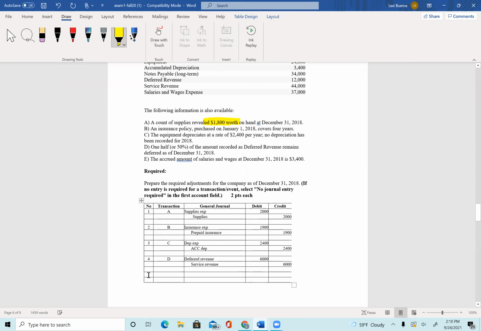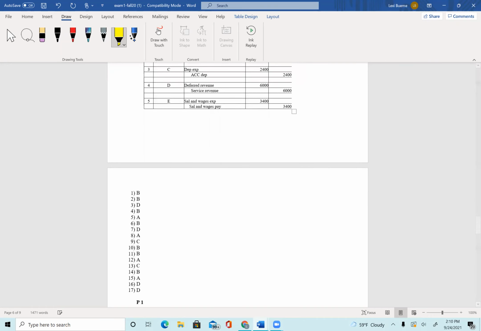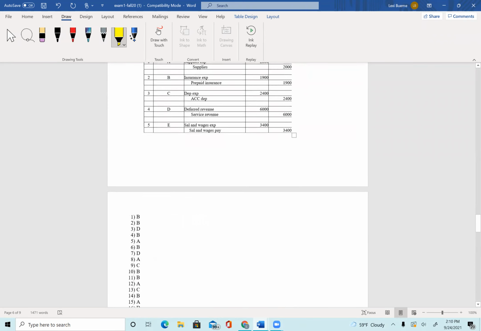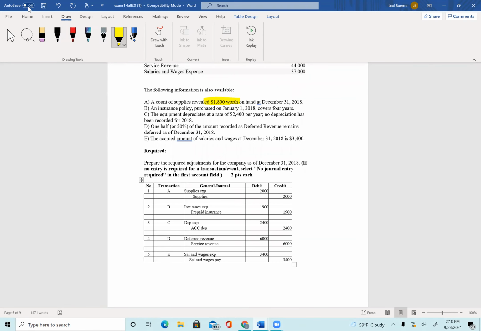And then lastly, the accrued amount of salaries and wages is 3,400. So this one, it would just be salaries and wages expense, and then salaries and wages payable. And that's going to be just the given amount, 3,400. So these are all the answers right here. But other than that, that should be good.